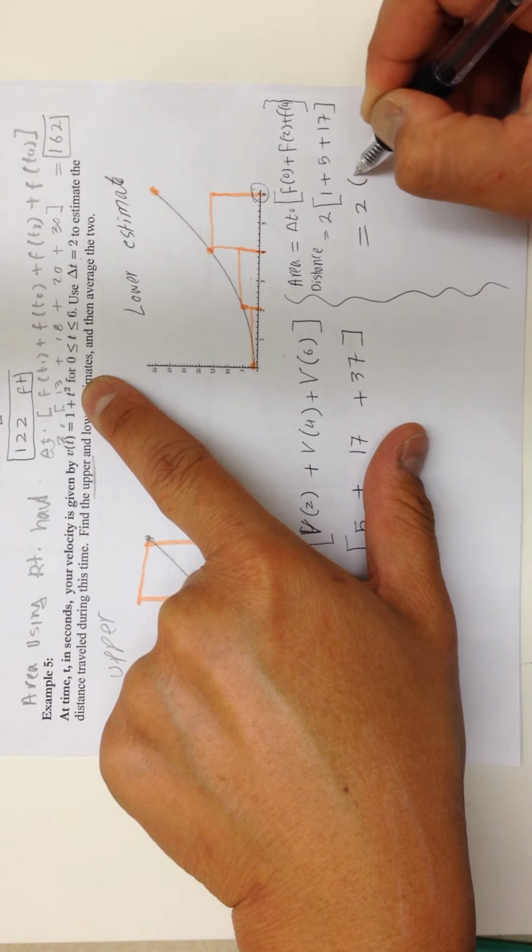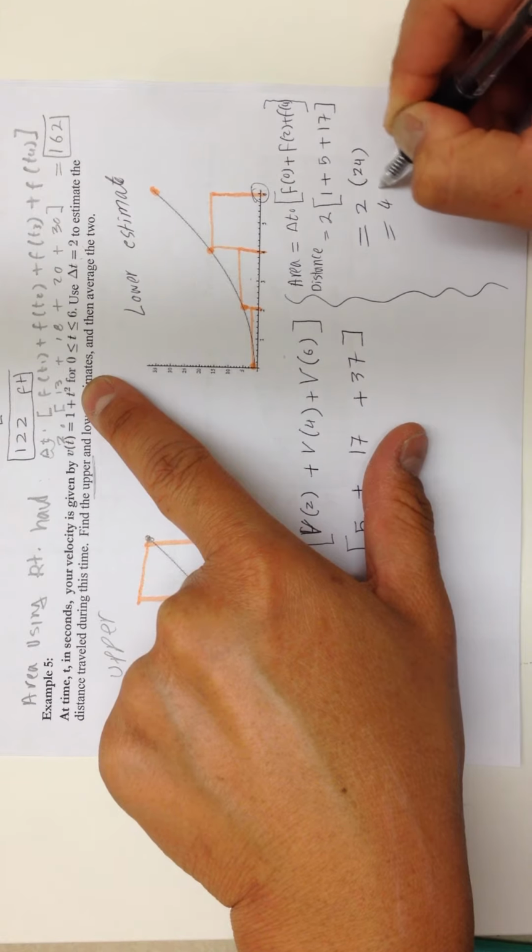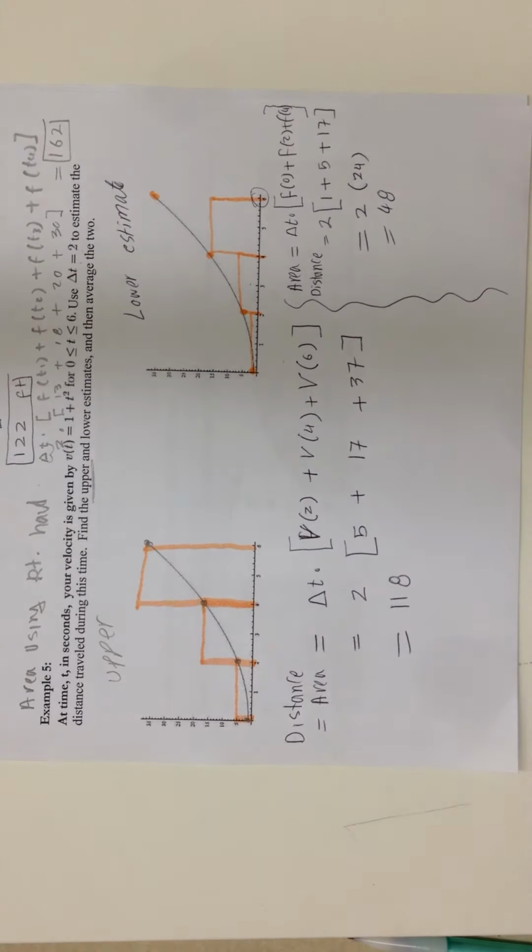23, 24, 2 times 24, which equals 48. So 48 is my lower estimate for my distance.